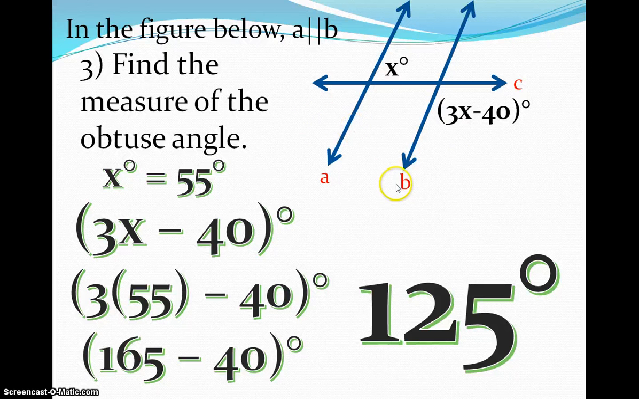Which again, if I double check my thought process from number 1, it'd say, okay, I want these two angles to add up to 180 degrees. 55 plus 125 does give me that exact number.